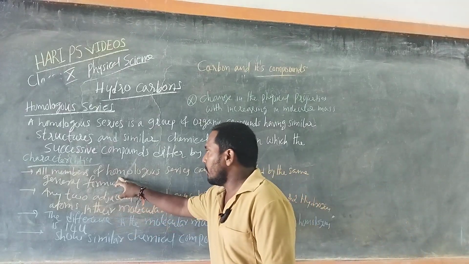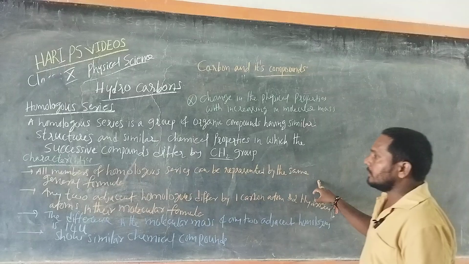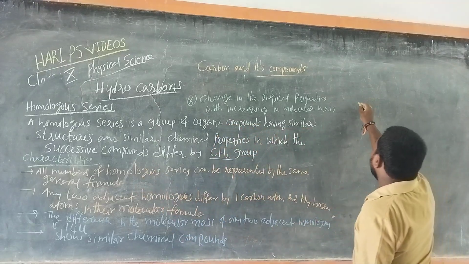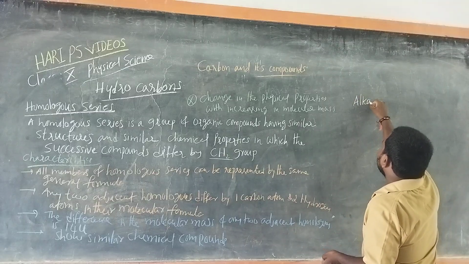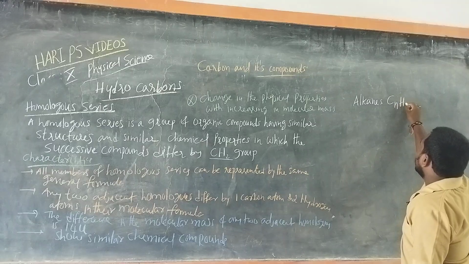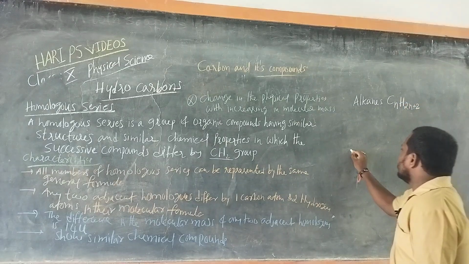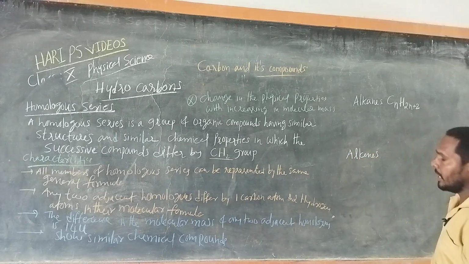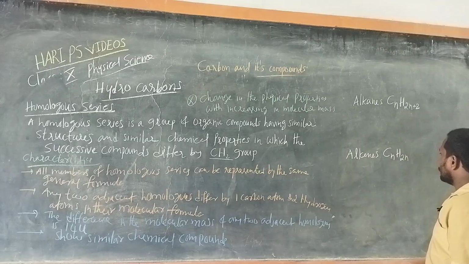First, all members of a homologous series can be represented by the same general formula. For example, alkanes: general formula CnH2n+2, as we know. Similarly, for alkenes, unsaturated hydrocarbons, the general formula is CnH2n.